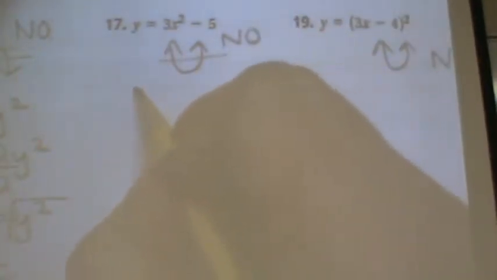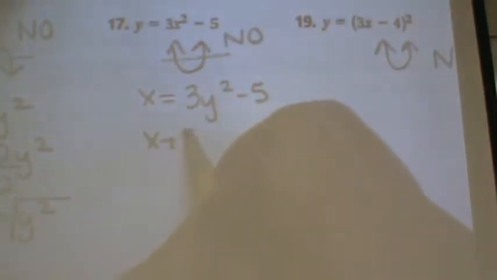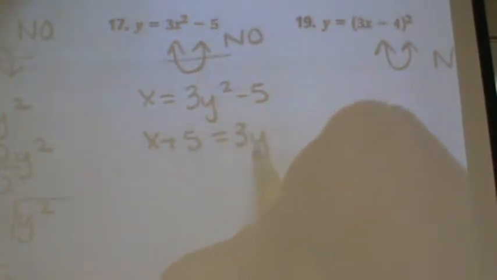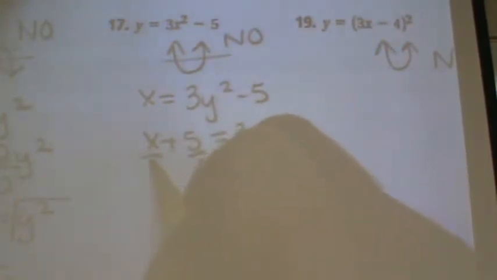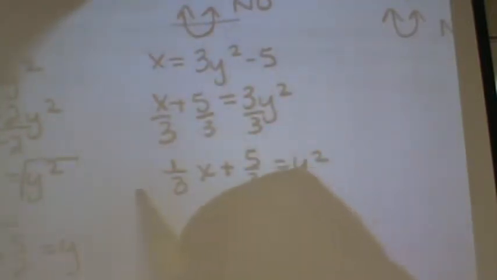Same with this one, the inverse is not going to be a function, so you're just going to go right into x is equal to 3y squared minus 5. Add 5. Divide everything by 3. So you get 1/3 x plus 5/3 is equal to y squared. Then square root both sides, and don't forget plus or minus.